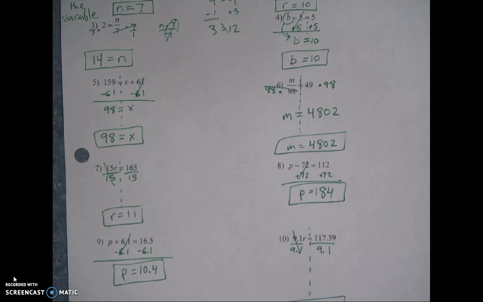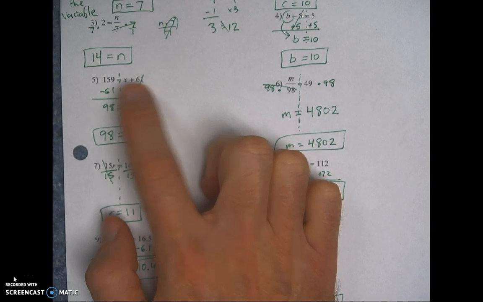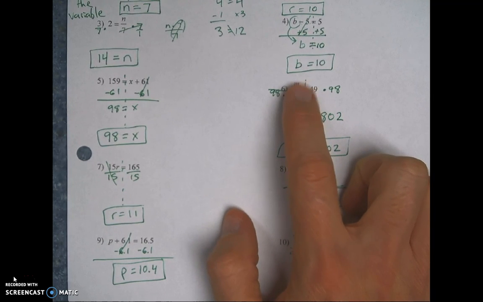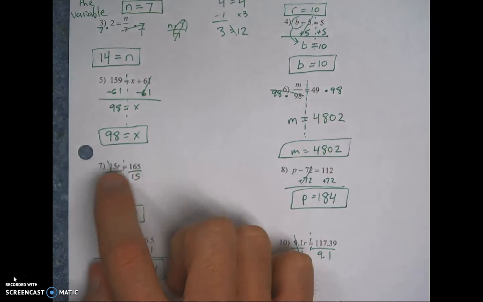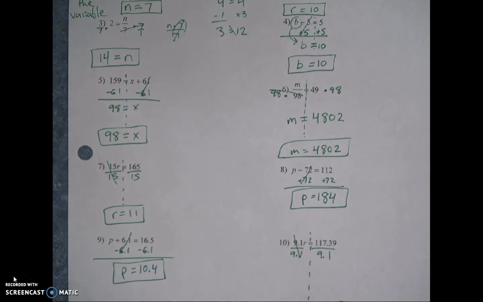Okay, so here are all the correct answers with the work shown. So number 5, I was adding 61 to x, so I subtracted it on both sides. Number 6 was division, so to get rid of division, I multiplied. I saw multiplication here, and I divided, and so on and so forth. So check your answers.